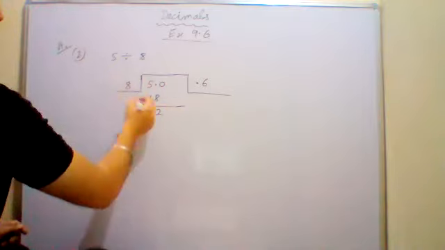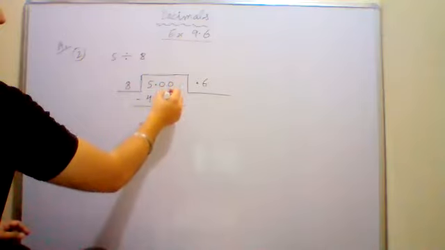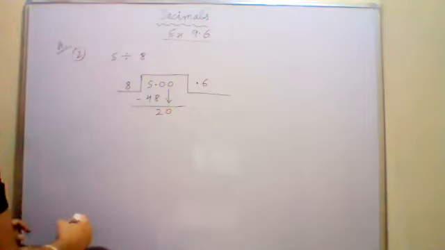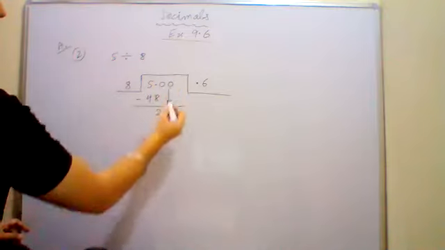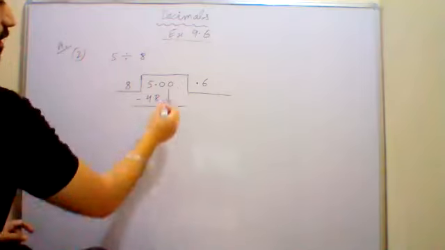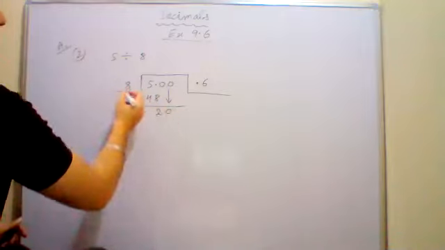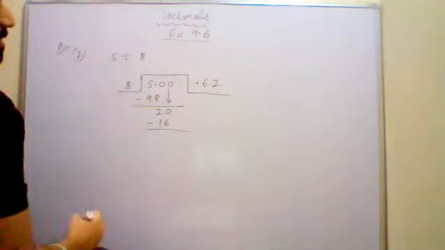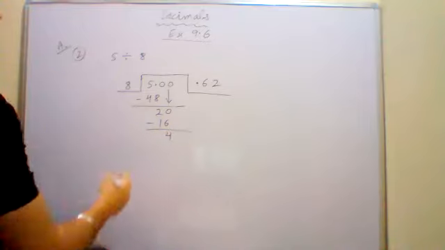Now 2 is smaller than 8. What to do? You will write another 0 here and then copy down the 0. It becomes 20. As many zeros as you want, you can add here in the place of the dividend. Now copy down the 0, it becomes 20. 20 divided by 8. 8 twos are 16. Subtract. What is the difference? 4. Again, the remainder is not 0.